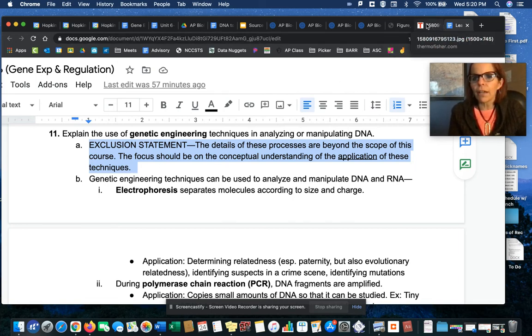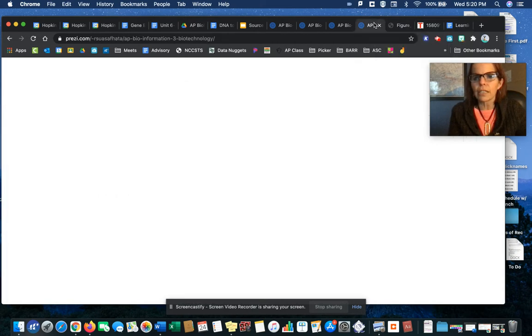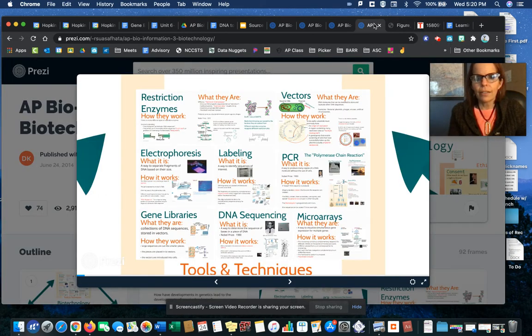And I'm trying to remember if I have a picture of electrophoresis somewhere. Give me a second. Okay, so I sort of have that here.